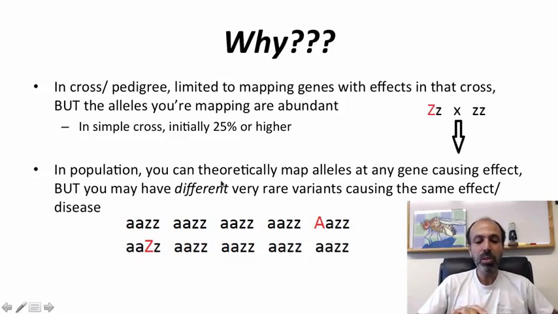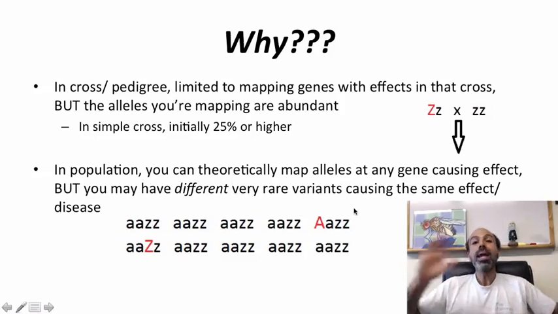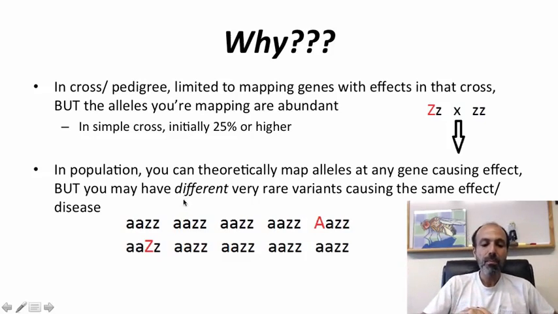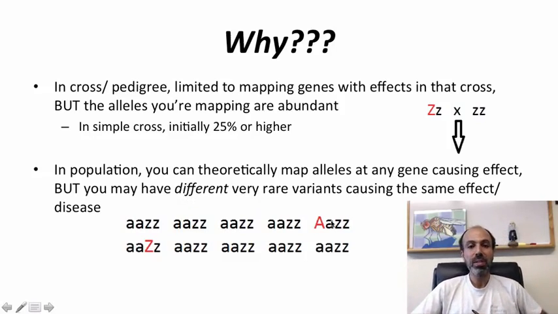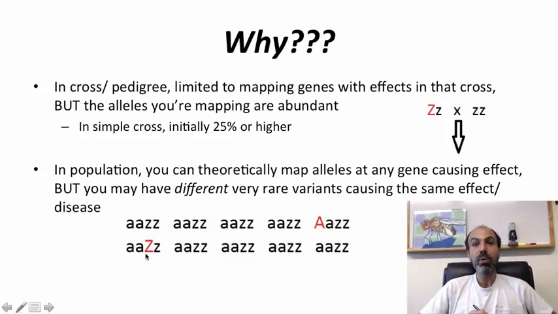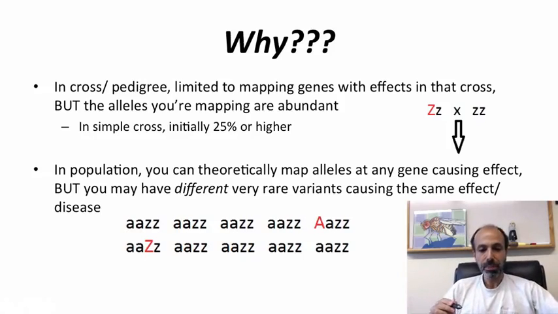Let's say in a population, though, you can theoretically map alleles at any gene causing this effect, and there's probably a lot of them doing it. But you may have many different very rare variants causing the same effect or disease. So in this case, let's say, for example, this capital A and this capital Z both cause the disease. They're each initially very rare, so it's very hard to see their effect. It's because of this rarity.